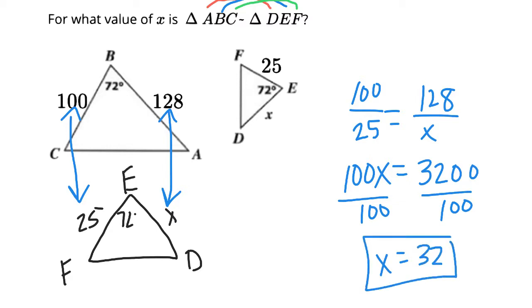So in summary, if you have two shapes that are similar to each other, you're going to want to try to figure out which sides correspond to each other so that you can set up a proportion. Once you set up your proportion, you cross multiply and solve for x.